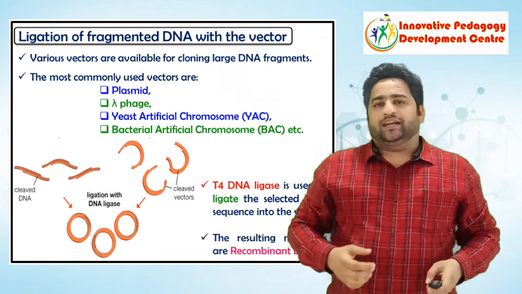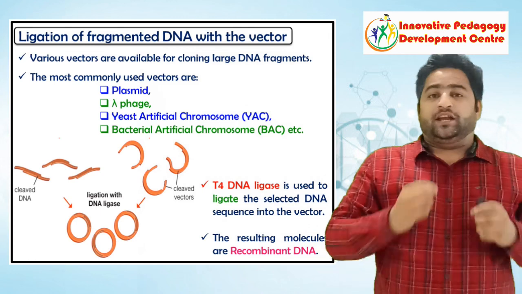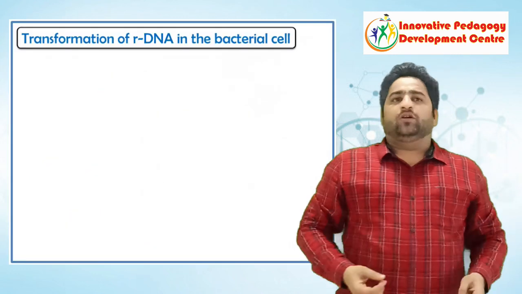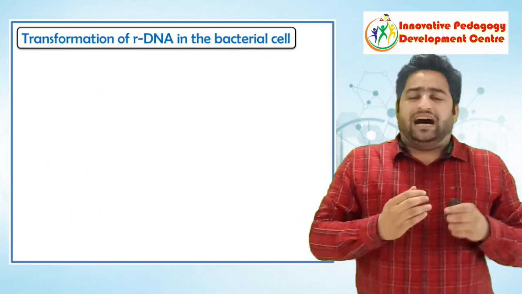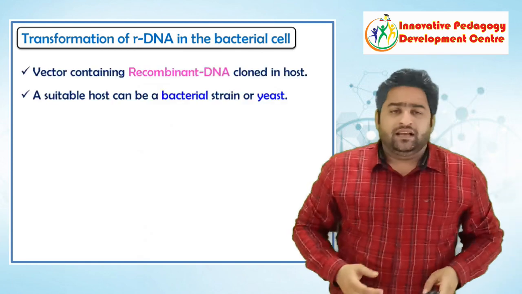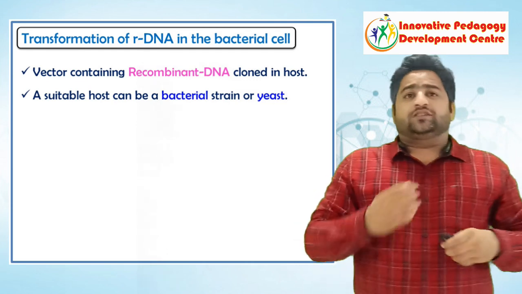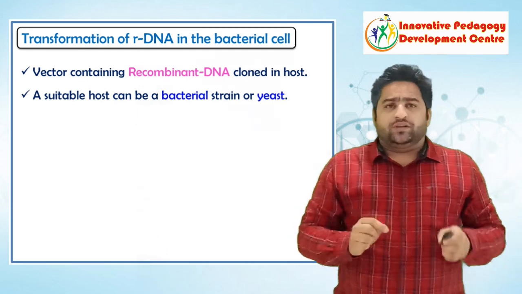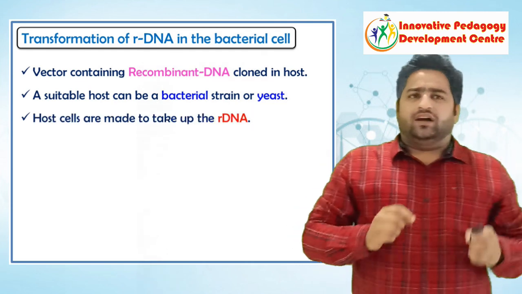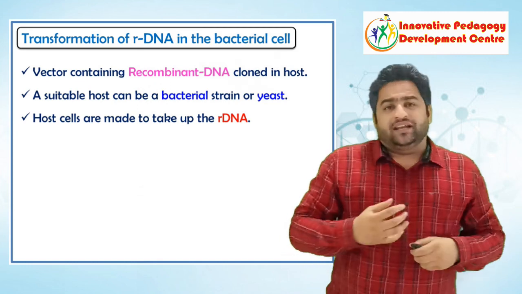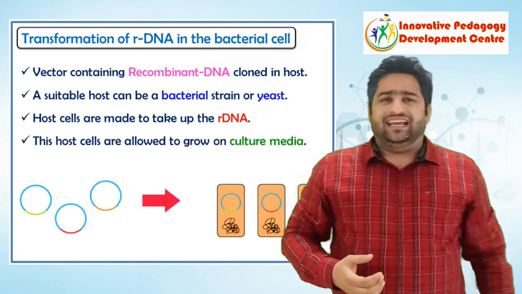At the end, what are we going to get? The resulting molecule is the recombinant DNA. So we have formed the recombinant DNA. Now the transformation of rDNA inside the bacterial cell. A vector containing a recombinant DNA is cloned inside the host. A suitable host can be a bacterial strain or yeast. Host cells are made to take up the rDNA.